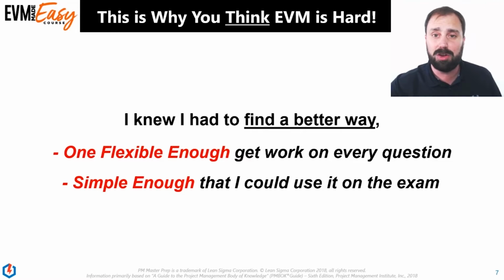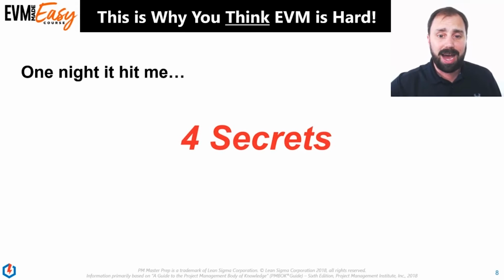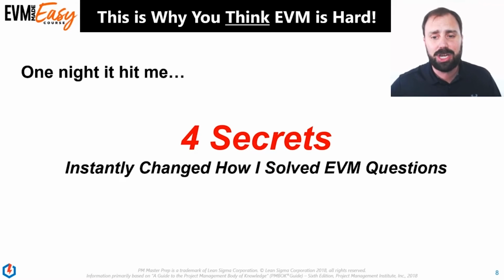A couple days, I couldn't figure it out, couldn't find anything on the internet to help me out. Then one night, like most good ideas, it came to me when I was sleeping. I had 4 secrets just pop in my brain. Boom, right there. And these 4 secrets instantly changed how I solved EVM questions. Now, this course, those 4 secrets helped me get where I'm going, and I'll tell you a story about it. But that's what this book, if you have the book, and the videos in this course are all about: these 4 secrets and building off of them, all right?